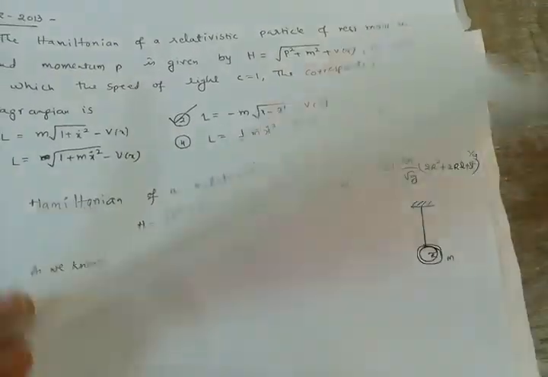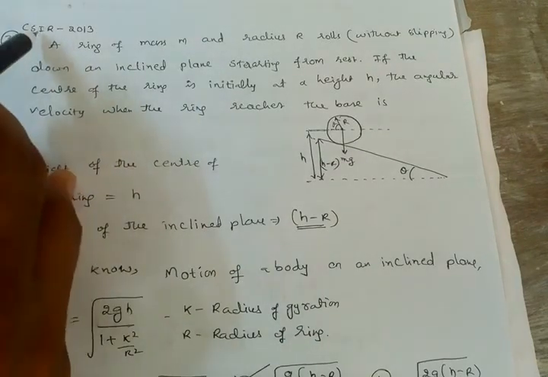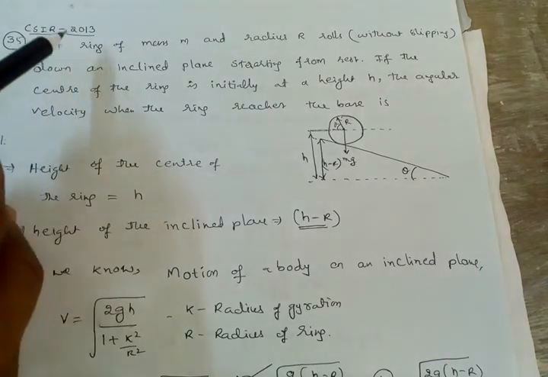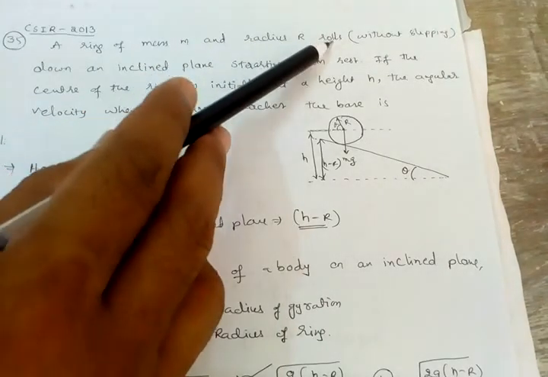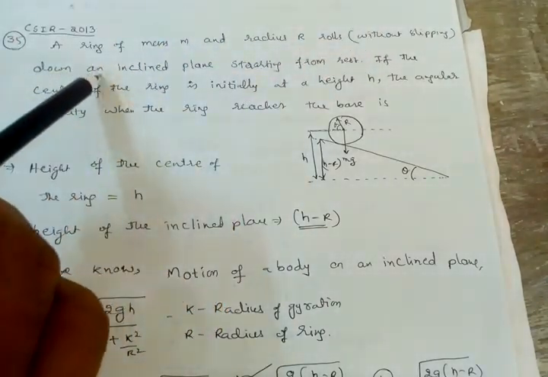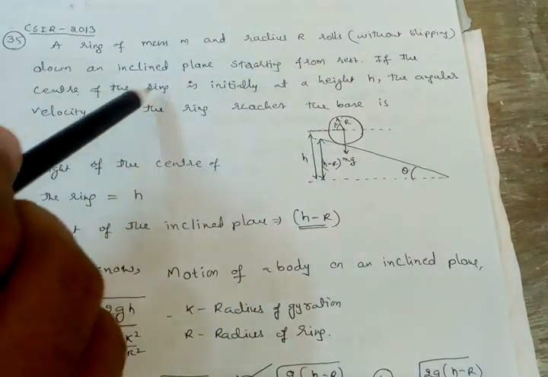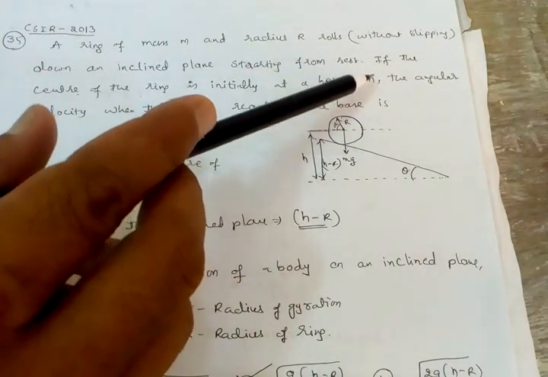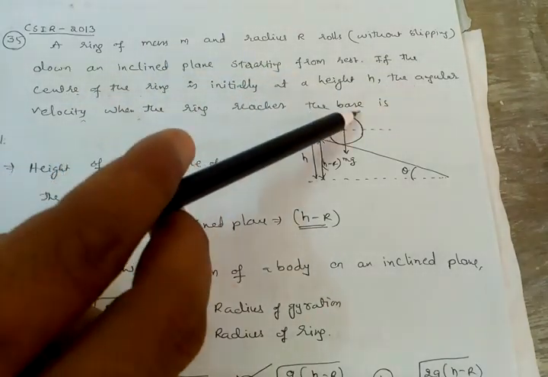Okay, we are moving to one more question in this one. So this is also under the classical mechanics part, part C question, I think. A ring of mass small m and radius r rolls without slipping down an inclined plane starting from rest. If the center of the ring is initially at a height h, the angular velocity when the ring reaches the base is.